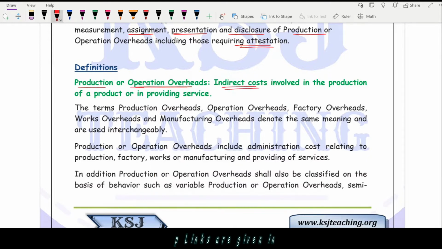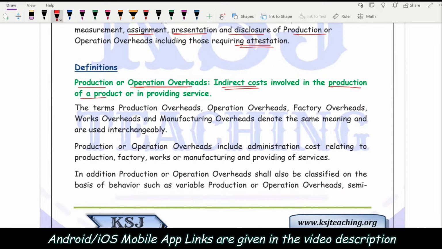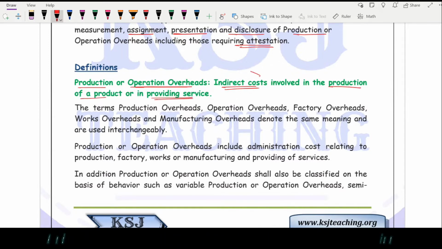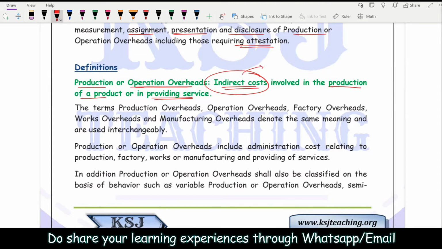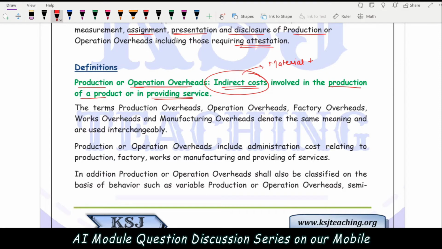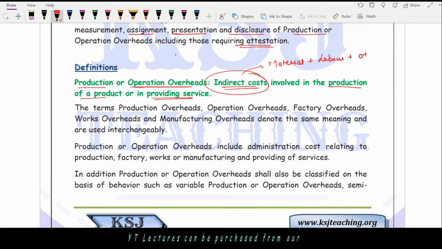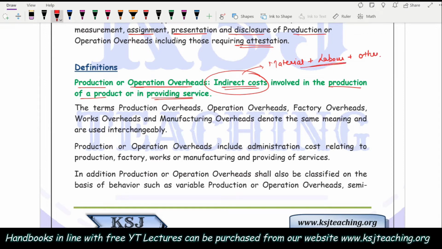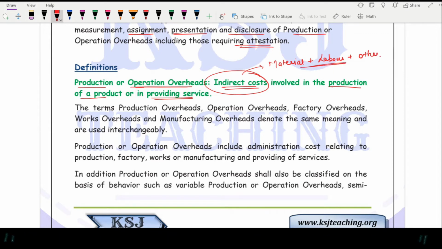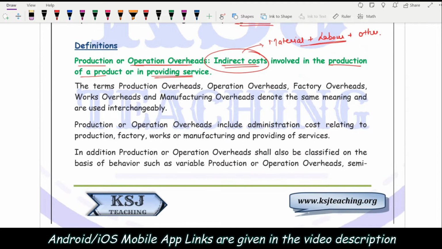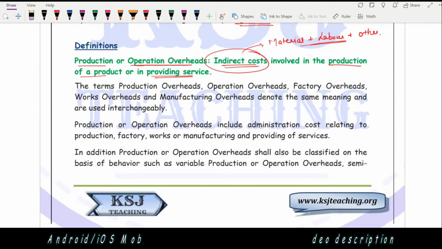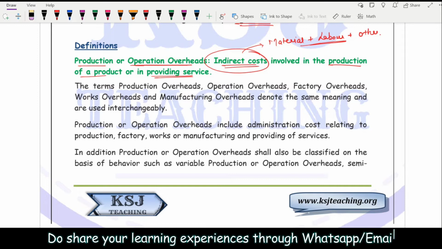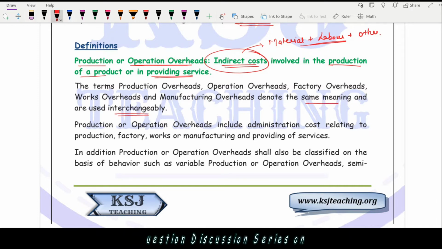Then definitions. What is production or operation overhead? Indirect cost involved in the production of a product or in providing the services. So this indirect cost can be related to material also, right? This can be related to labor also, and the other indirect cost also. So all types of indirect cost that are involved in the production of a product or providing a service. The terms production overhead, operation overhead, factory overhead, works overhead, manufacturing overheads denote the same meaning and are used interchangeably, right?